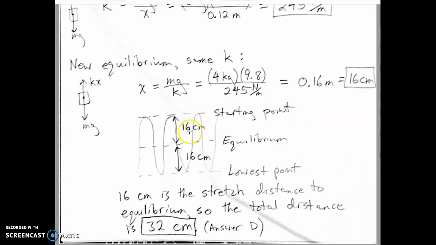The mass starts at a certain height, but you don't know how far down it is to equilibrium because it's a new equilibrium. So you have to find that new equilibrium, the stretch distance for the new equilibrium. Again, that's a balanced equation, and then solve for x, which is 16 centimeters. So that's from the starting point to equilibrium, 16 centimeters. But it's going to go through equilibrium and it's going to go in equal amplitude below equilibrium. So that's going to be 32 centimeters total. Okay, there's that problem.